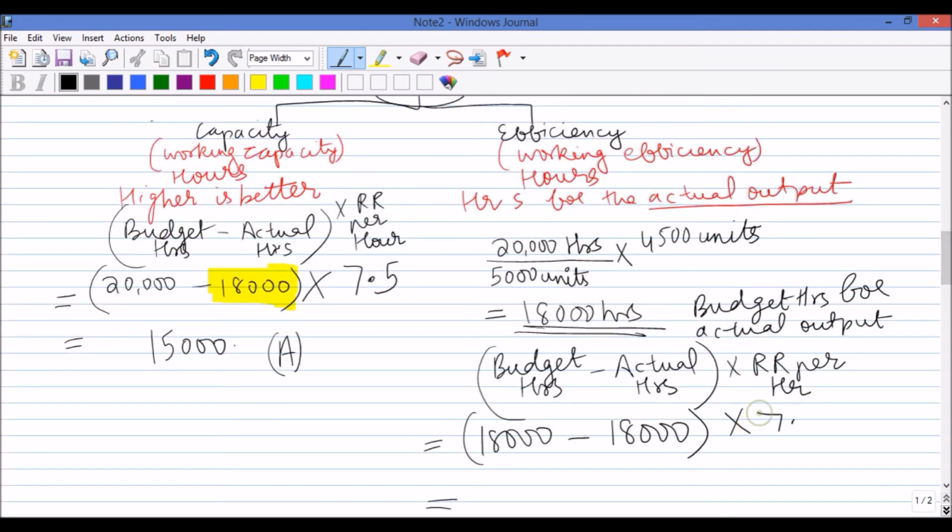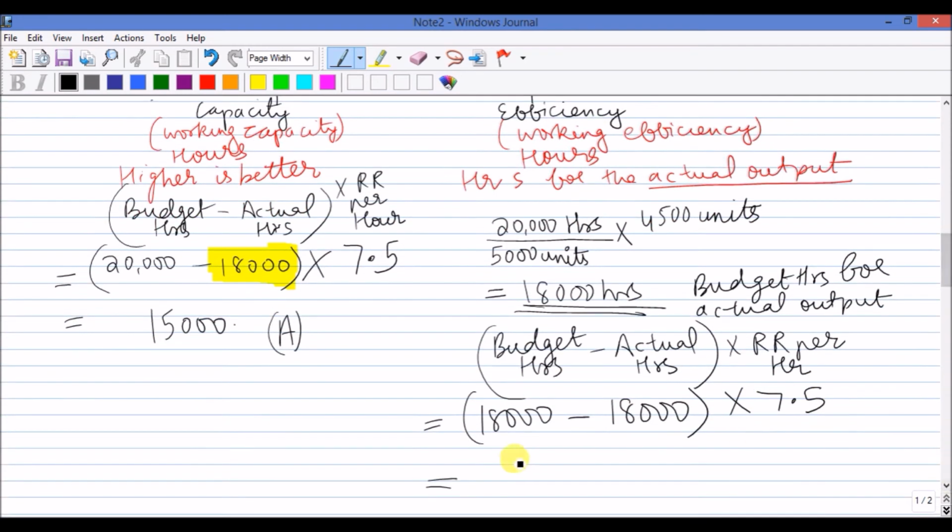So it is 7.5, the recovery rate, and the variance is going to come nil. Now I'm highlighting for you all, remember this part, and this part is crucial. It means I have budgeted that I will work for 18,000 hours to manufacture 500 units, and in reality also I have taken 18,000 hours. It means I have taken the same time, so there is no difference in my efficiency.